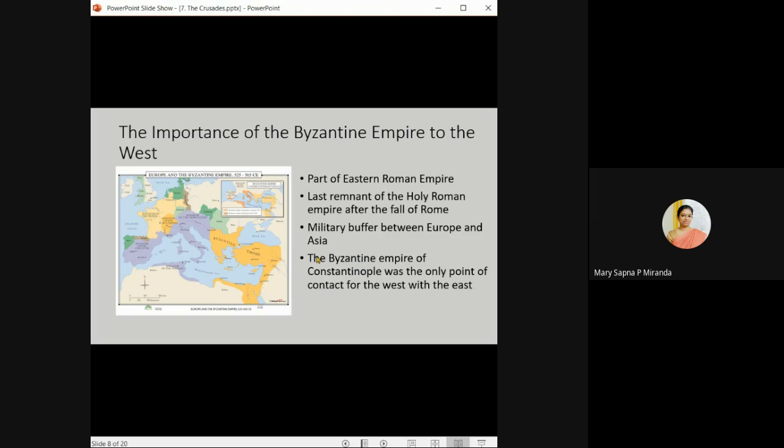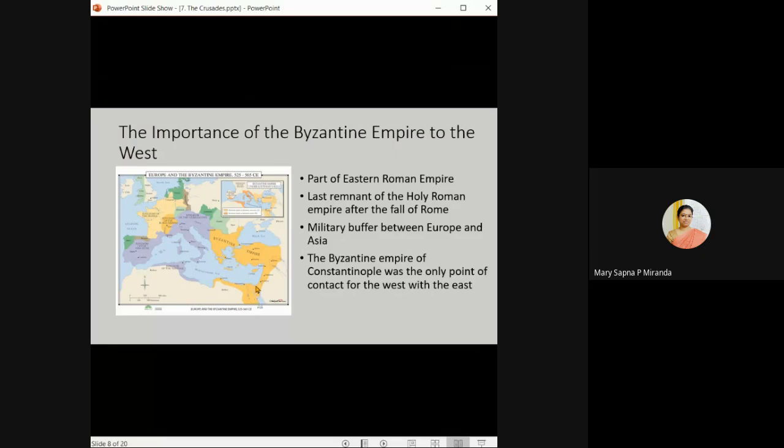So the people from this region, that is from the east, could not straight away go and attack the west. They had to subdue the Byzantine Empire. Only after that they could move further. So this landmass, I mean this particular empire, was very, very important.